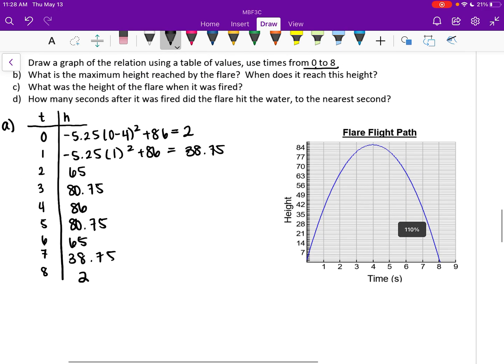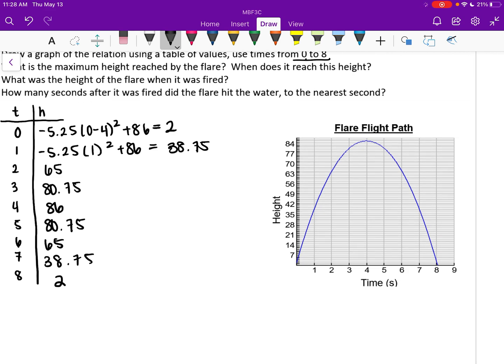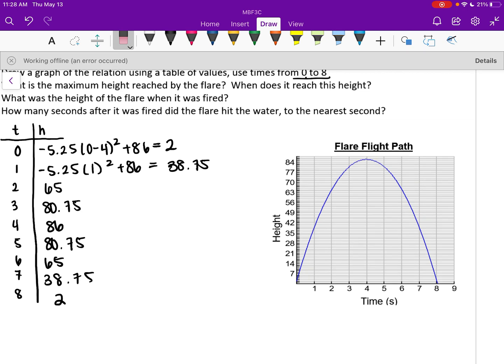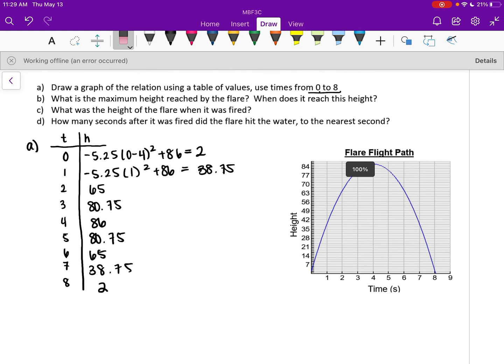So if you go here, you can actually see that that's what's drawn in. You start off at (0, 2). You go up to time 2 and you're at about 65 up here. So they just plotted it for us. I'm not going to bother doing that. It's just too much to go in and plot them individually. So I just gave you the graph. So we've drawn the graph.